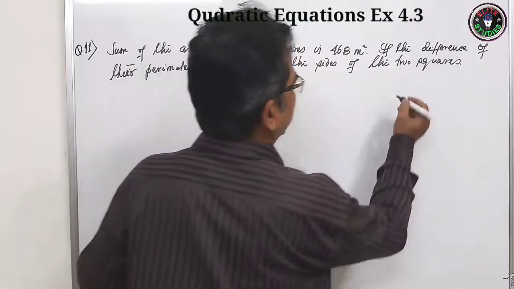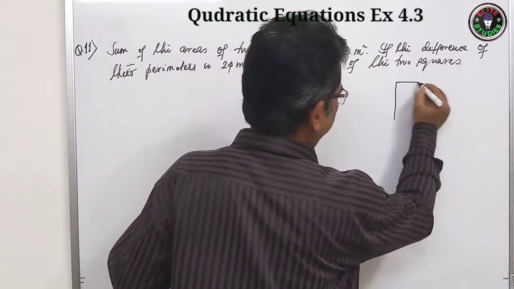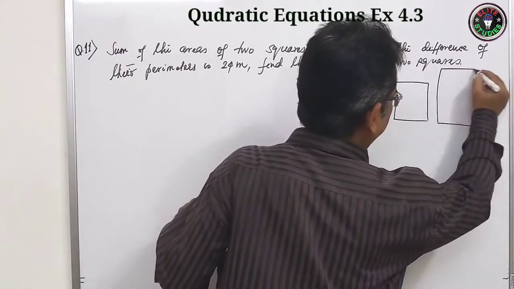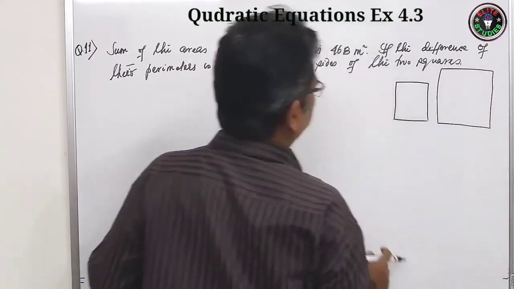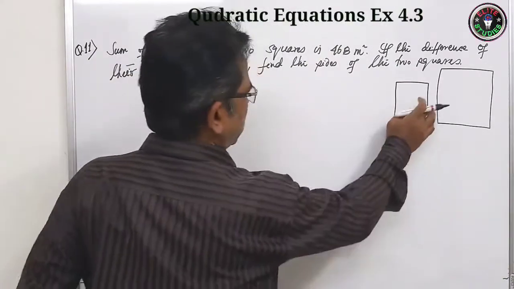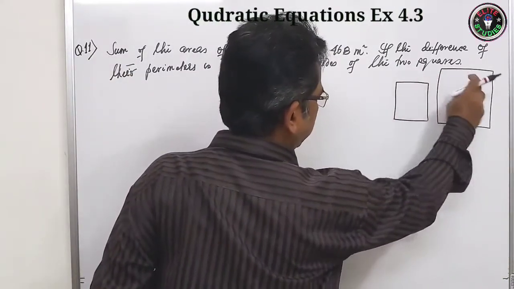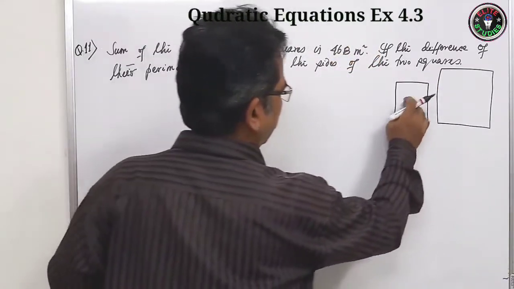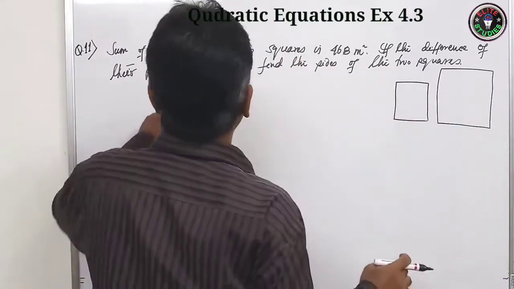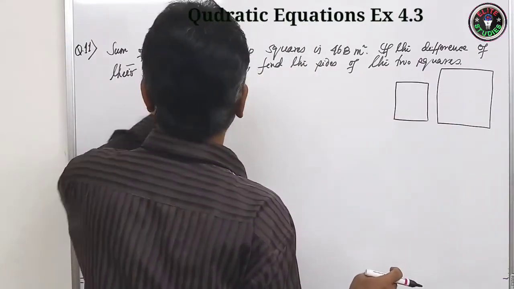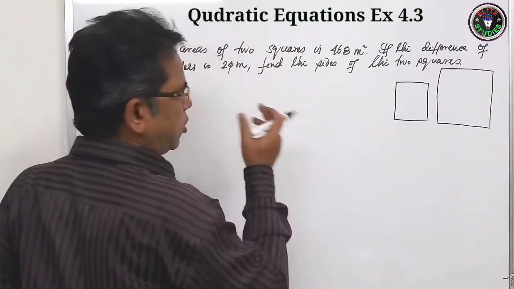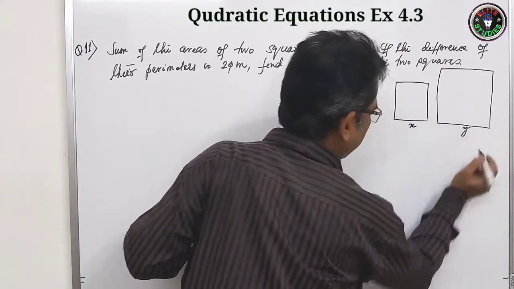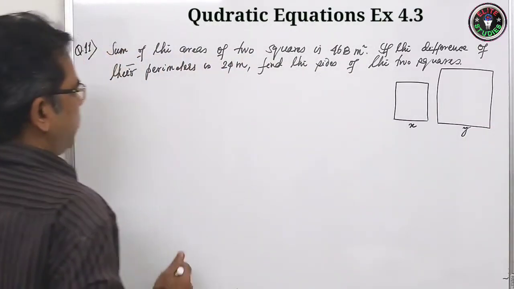So there are two squares. Let there be a small square and a big square. Here, the sum of the areas of the two squares, if you take this area and this area and add them, gives 468 meters square. If you subtract the perimeters, the difference between the perimeters is 24 meters. Now find the sides of the two squares. So let the side of the smaller square be x and that of the larger square be y.